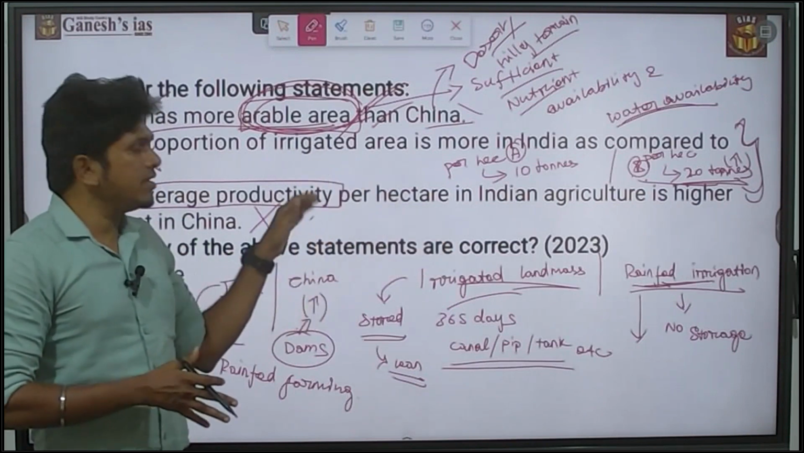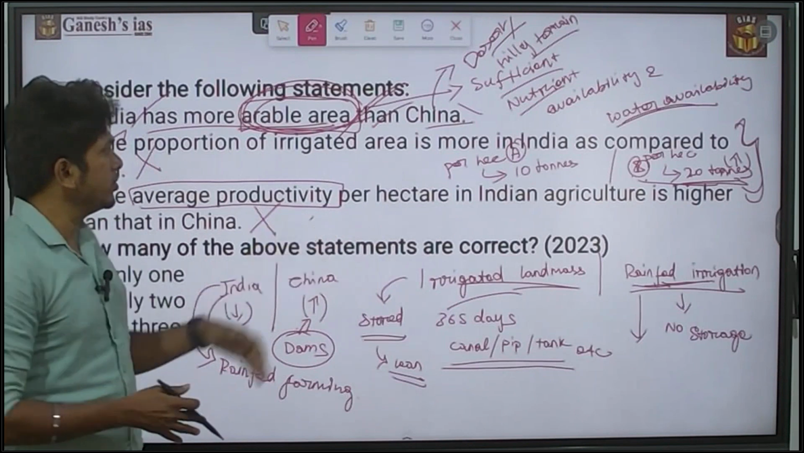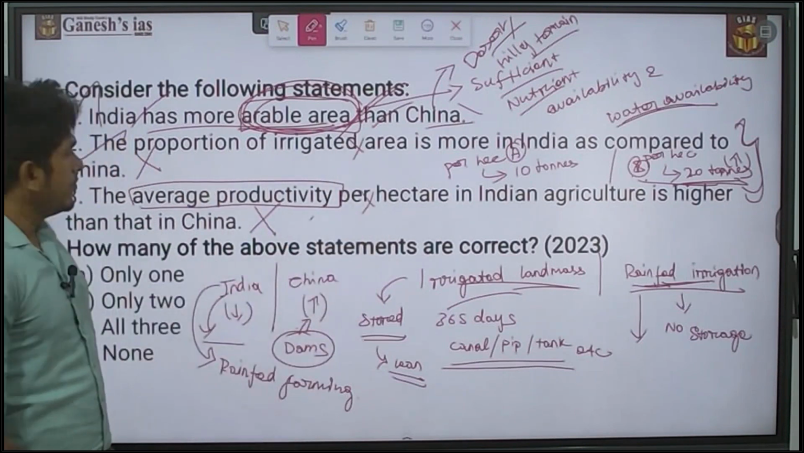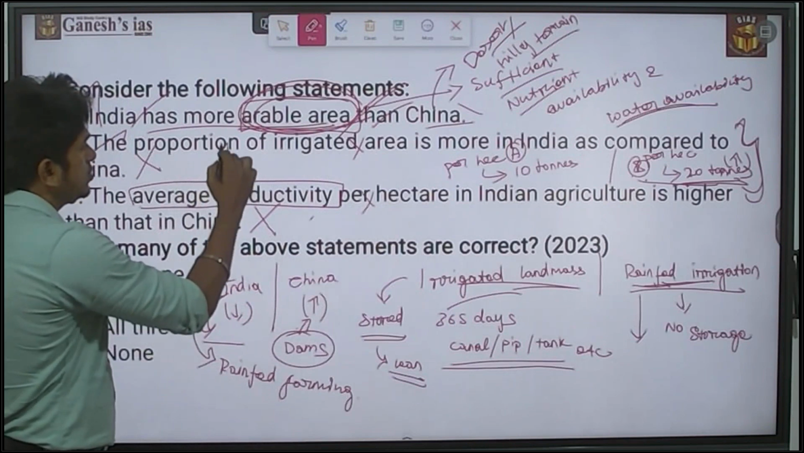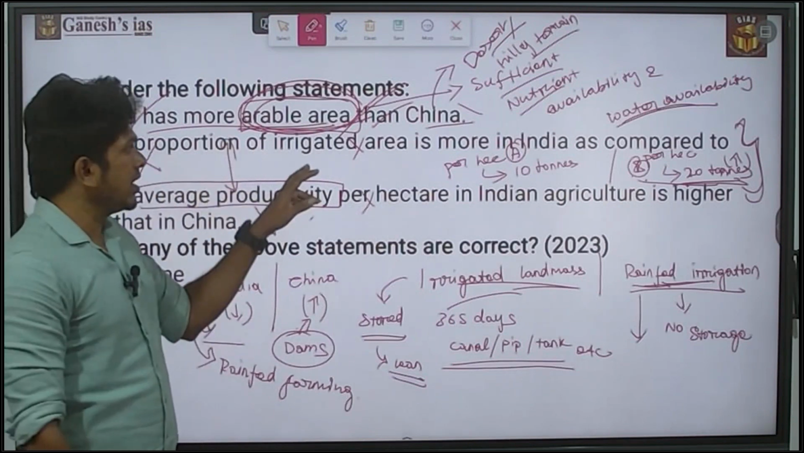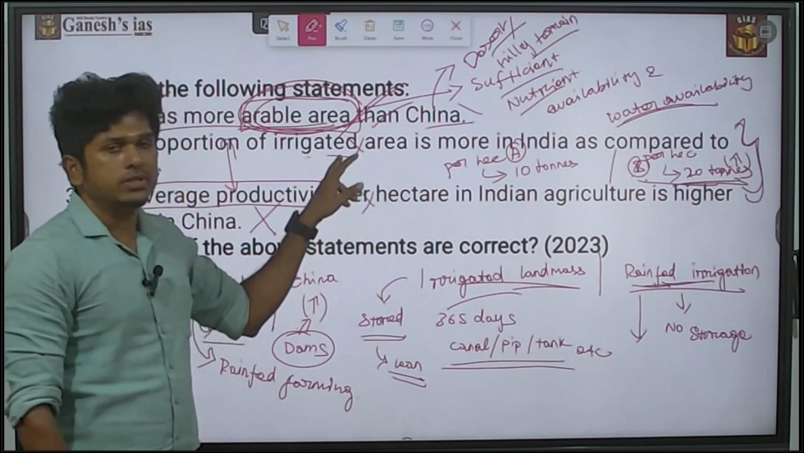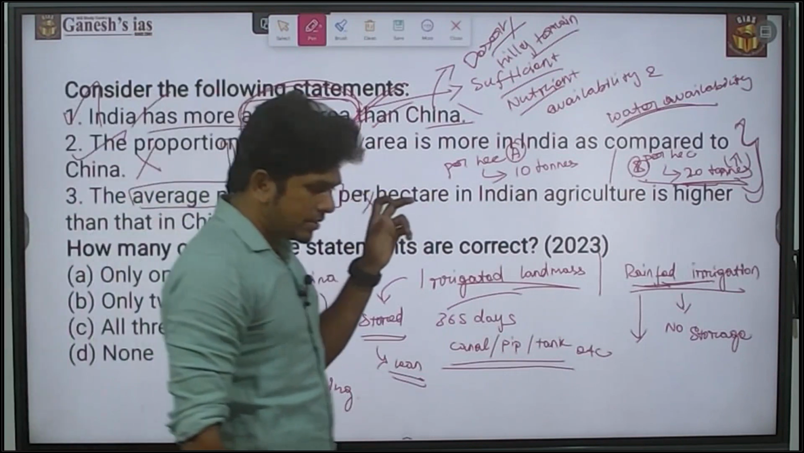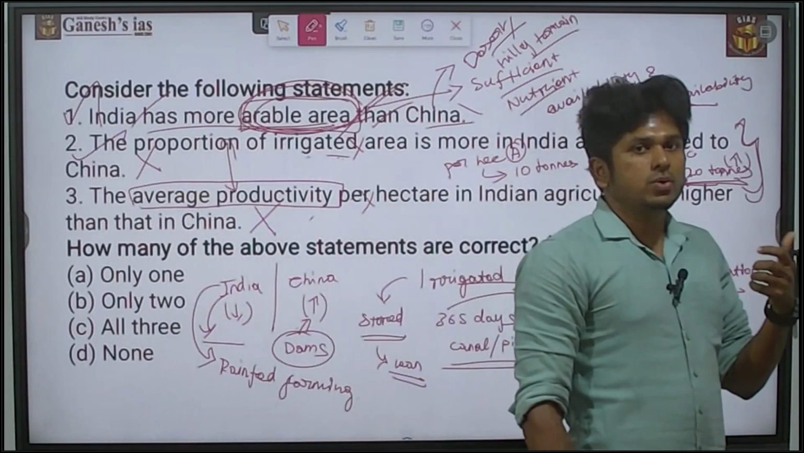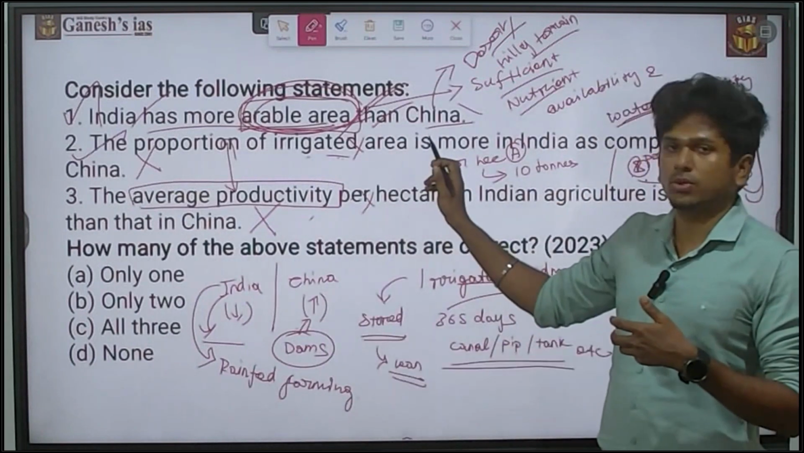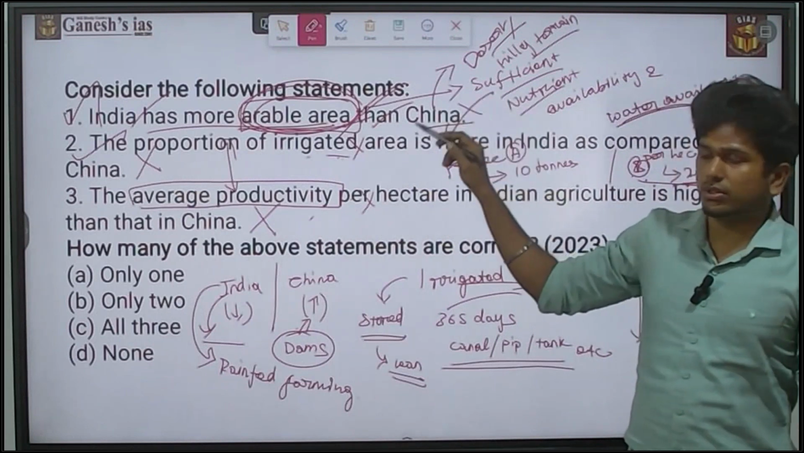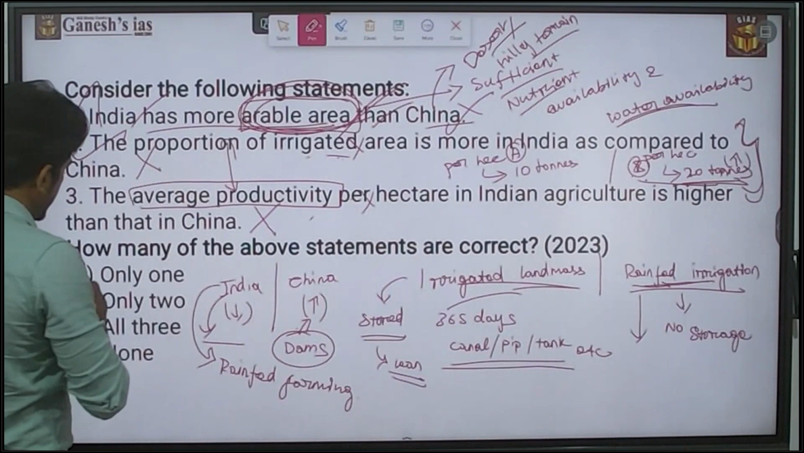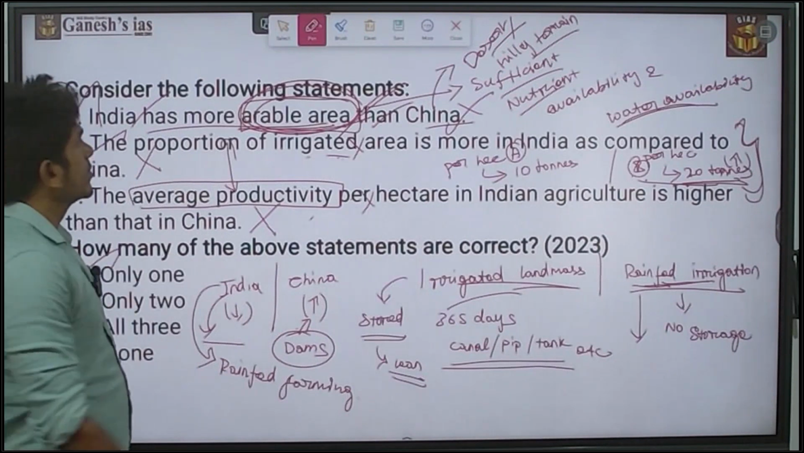The second place will be India. So in that scenario itself, you can say that these two statements are wrong. Without directly knowing these two statements, you can easily say that they are wrong. But the first statement is somewhat tricky. Without knowing the arable landmass, you can't answer this statement. So for this question, how many of the above statements are correct? It is only one.